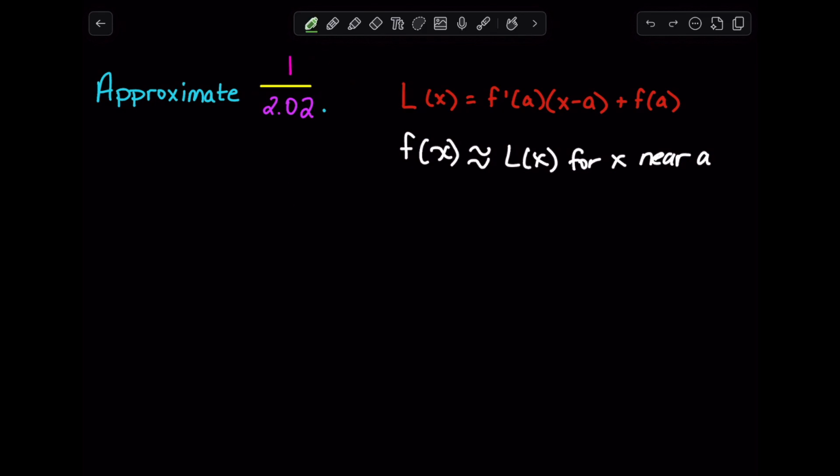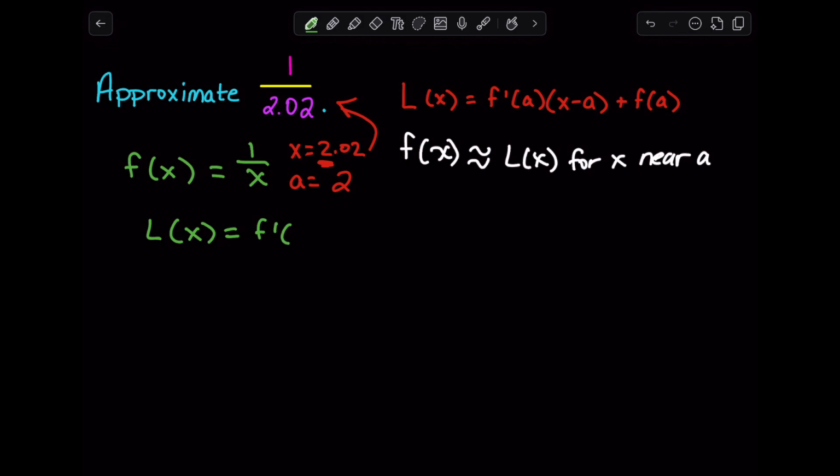So the first step to apply this formula is we need to define f of x. So we look at what's given and say, if we define f of x as 1 over x, then x would equal 2.02, and then a would equal the closest whole number to x, which is going to be 2. So let's rewrite the linearization formula and see how we can plug those x and a values into this formula.